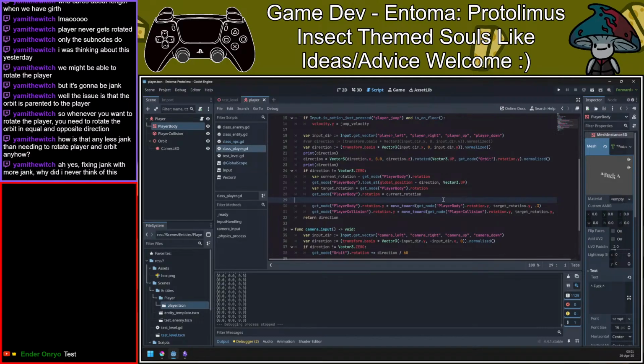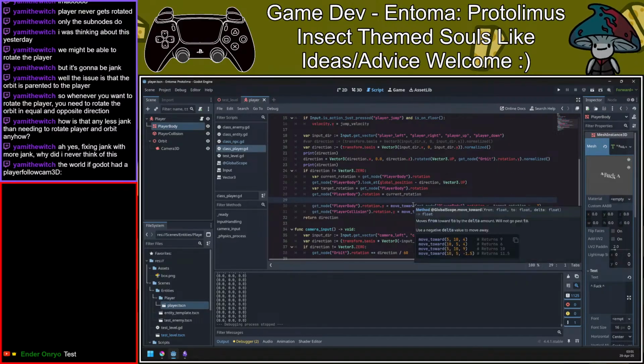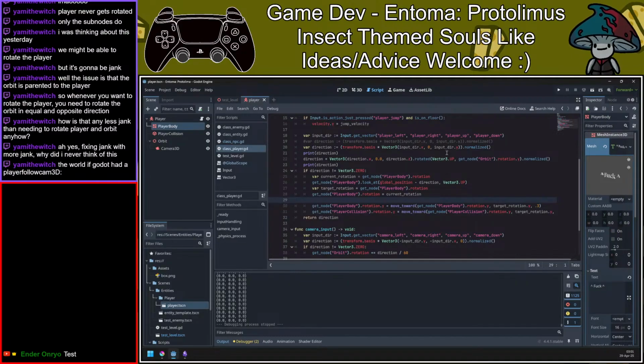You know, I am slowly coming to realize that the mentality of you can do anything with programming might not be completely accurate, because we are currently being heavily limited by the tool that is Godot. The world of Godot at player follow cam 3D. Yes, that would be amazing.